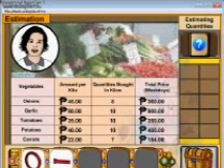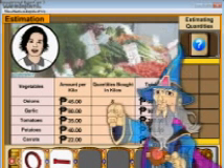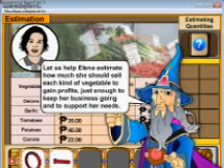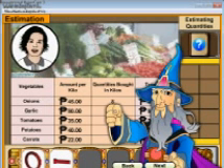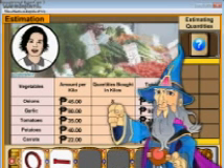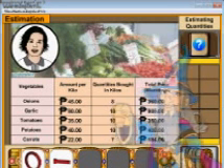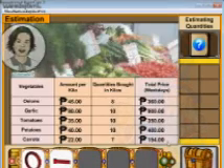So here's Dumbledore to solve our problem. Let us help Elena estimate how much she could sell each kind of vegetable to gain profits, just enough to keep her business going and to support her needs. Let's go to the next one. Okay, you see them fading. Oh, the book again.